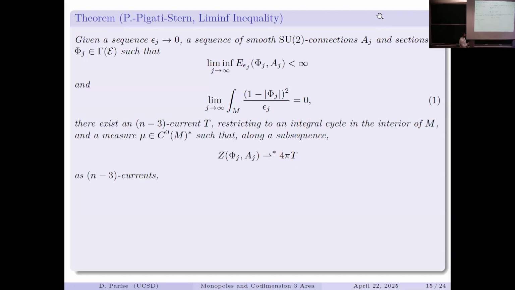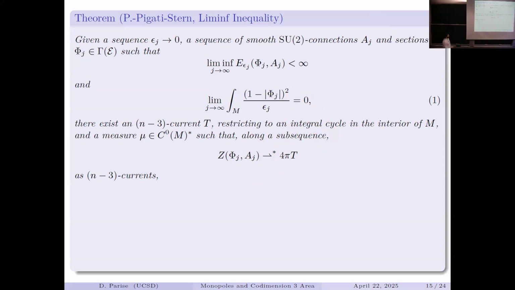pi. So that's just a normalizing effect. So in particular, this is integral. And this is the interesting part. It is also a cycle in the interior because these in the interior are closed, but this is an integral cycle. So it's a compactness statement.